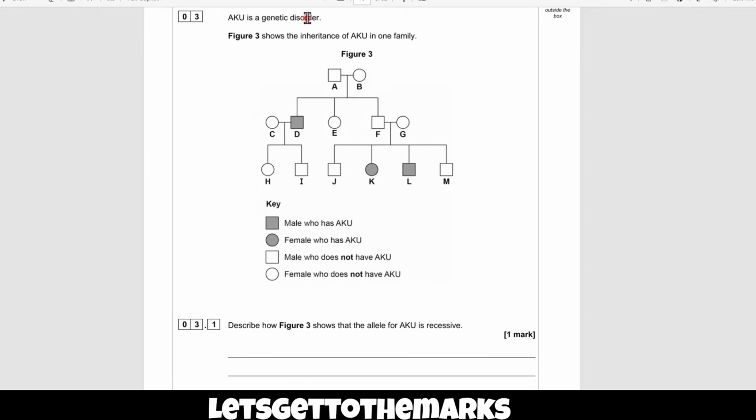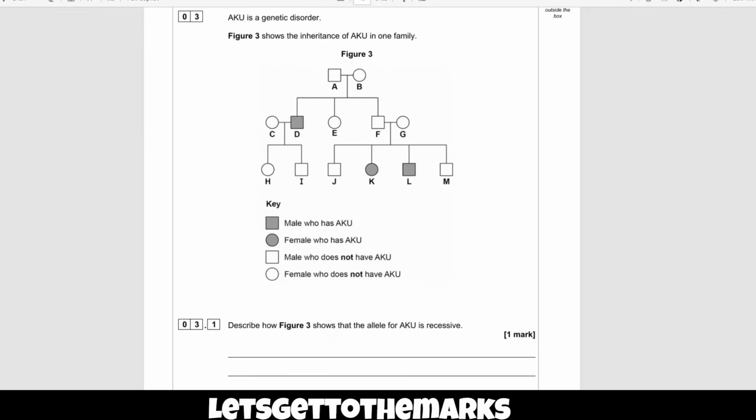Okay, question three. AKU is a genetic disorder. Figure three shows the inheritance of AKU in one family. So we've got A and B here, and then we've got C, D, E, F, and G, H, I, J, K, L, and M. The dark square is a male who has AKU, which is this genetic disorder. The dark circle is a female who has AKU. The light square is a man who does not have AKU, and the white circle is a female who does not have AKU. Describe how figure three shows that the allele for AKU is recessive.